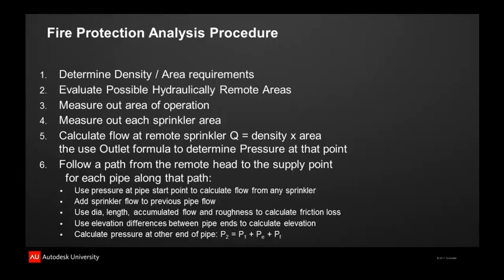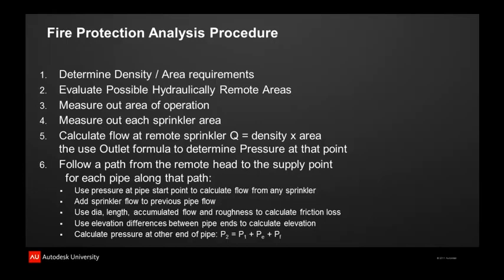A typical density area requirement is perhaps 0.15 over 1,500 square feet. So given a challenge to our system, we'd measure out 1,500 square feet in step 3. In step 4, we'd measure out the area covered by each of the sprinklers within that 1,500 square feet. That area would be used in step 5 to calculate the required flow out of each of the sprinklers within that area. Each sprinkler would require a flow of the required density times the area of coverage of that sprinkler. Once we know the flow and we know the K factor for the sprinkler, we would be able to determine the pressure at that point. And we use that outlet formula, which was the first of the formulas that we discussed at the very beginning of this presentation, to figure that pressure.